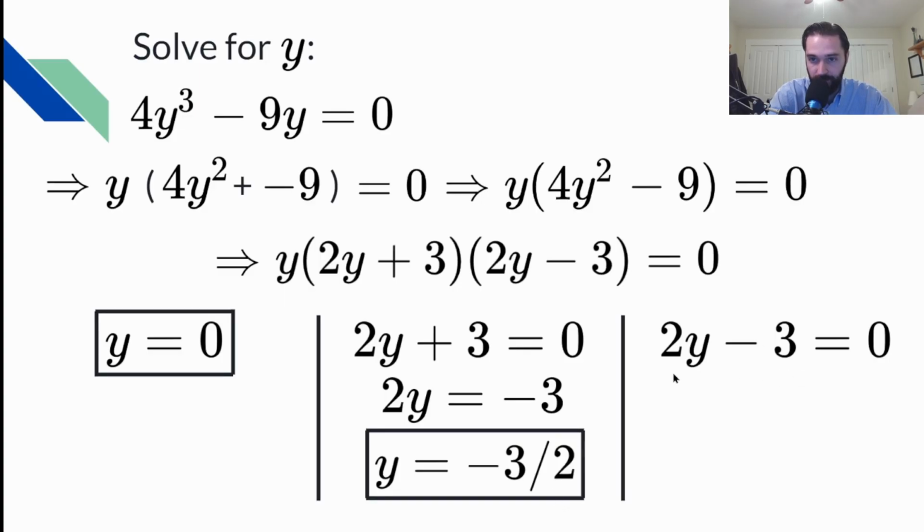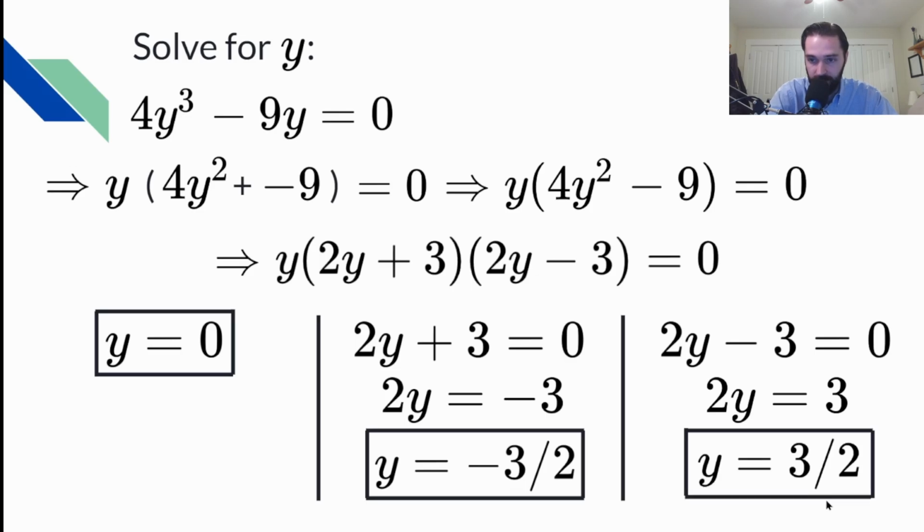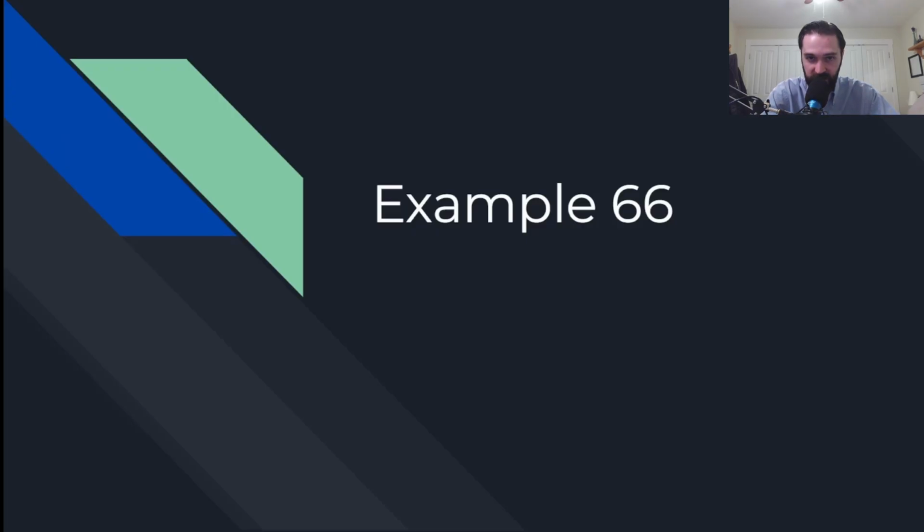And then over here, let's add 3 to both sides and we get 2y equals 3. Then we'll divide both sides by 2 to get y equals 3 halves. That's our third solution. Let's move on to the next example.